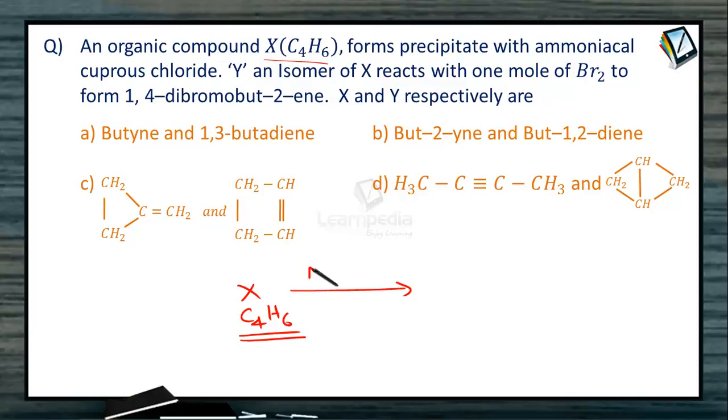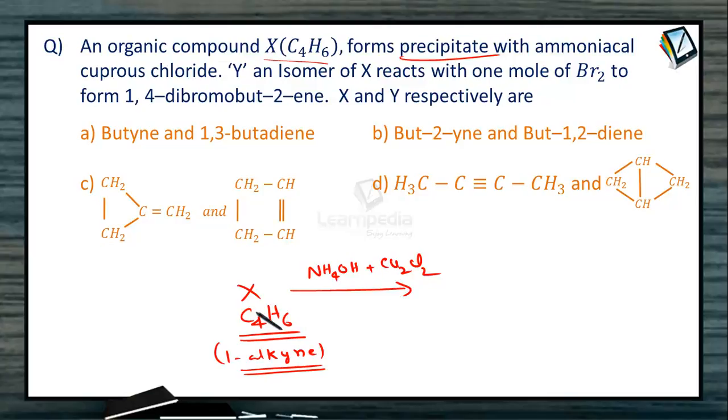So ammoniacal cuprous chloride is one of the reagents with which alkynes react. If this is a 1-alkyne where there is an acidic hydrogen, or active, replaceable hydrogen, then when treated with ammoniacal cuprous chloride, we get the corresponding precipitate. So it may be a 1-alkyne which will have acidic hydrogen, thereby it can give a precipitate with ammoniacal cuprous chloride.